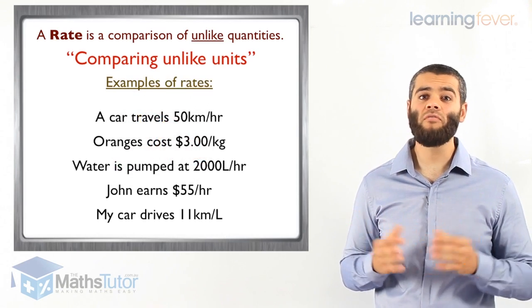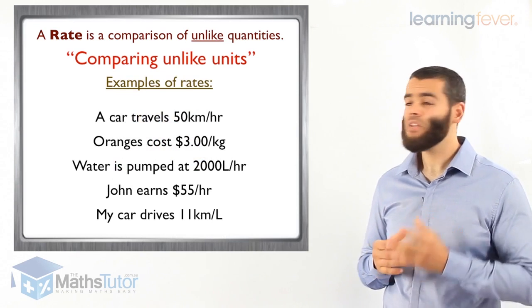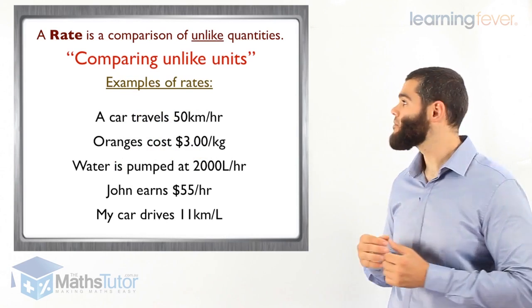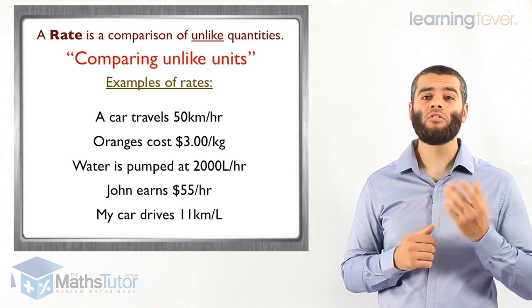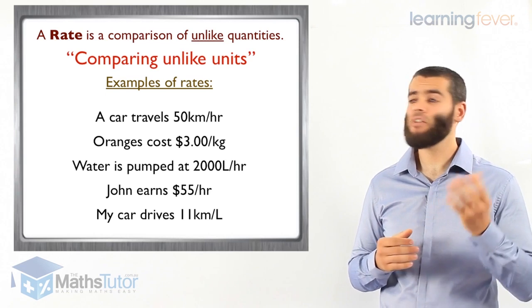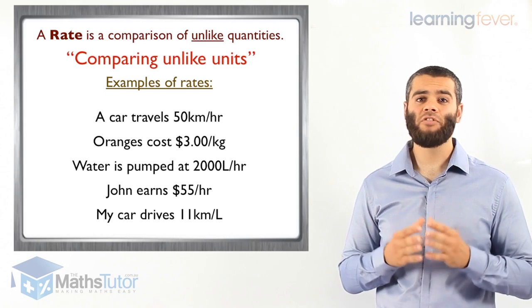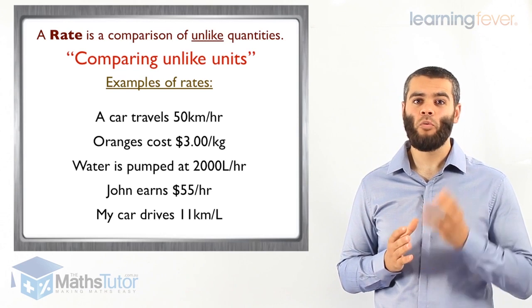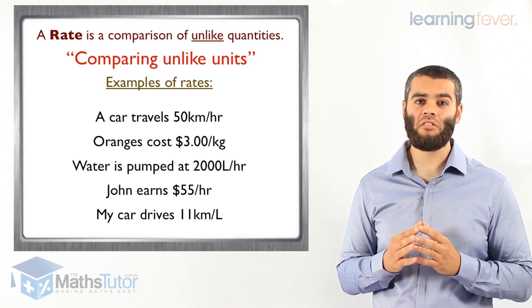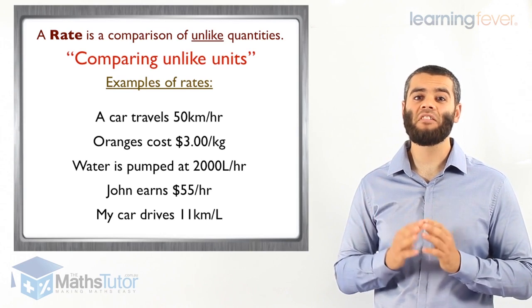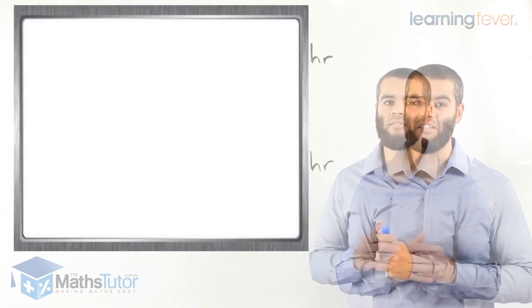These are all types of rates. We can compare kilometers to hours, dollars to kilograms, liters to hours, and money, which is pay per hour, and even kilometers that a car travels for every liter of fuel. This is what a rate is. We are comparing unlike units, unlike quantities to one another. Now let's see how we can simplify rates.